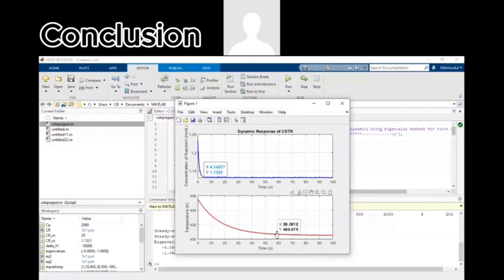So in conclusion, we can say that the eigenvalue and eigenvector approach is a very effective approach in analyzing stability in a chemical engineering process in reactor analysis.